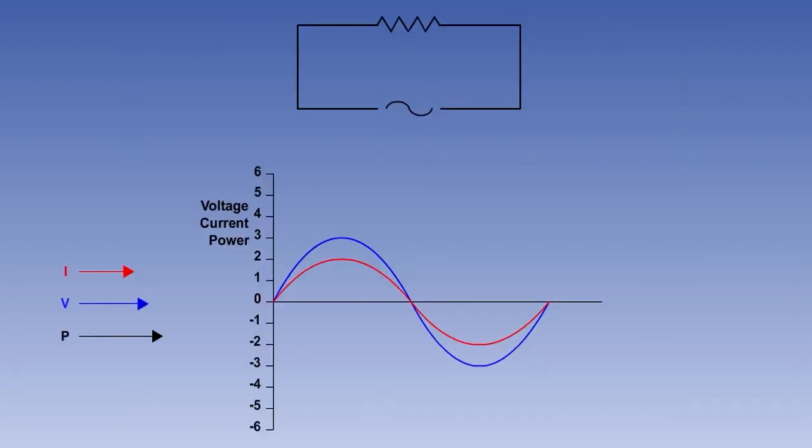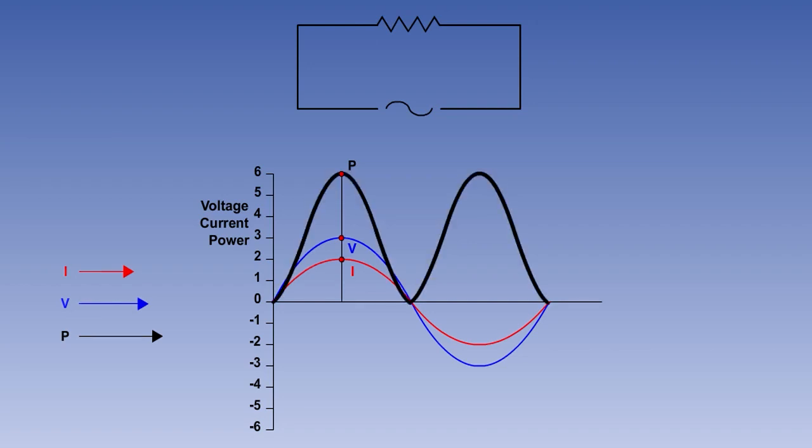In a purely resistive AC circuit, the instantaneous power value is found by multiplying the instantaneous values of current and voltage. If this process is carried out over a full cycle, it will give the power waveform shown on the screen. You will notice that the power waveform is always positive. This is because the voltage and current are in phase.